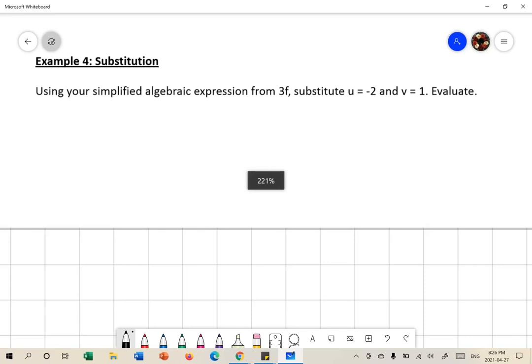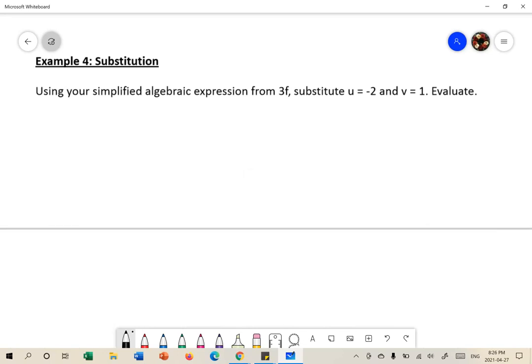Last question. Using your simplified algebraic expression from question 3F, substitute U equals negative 2 and V equals 1, and then evaluate. So our final simplified algebraic expression for question 3F was negative U 7V. So I'm going to substitute negative 2 in for U and 1 for V.